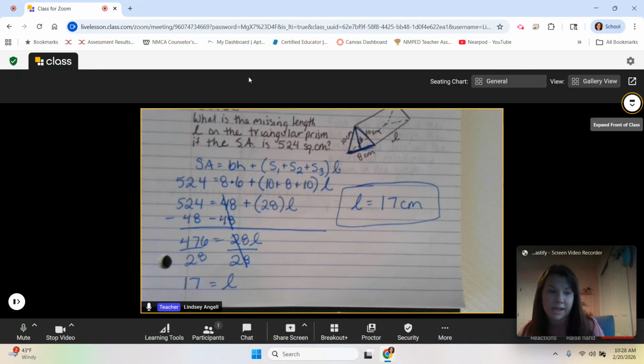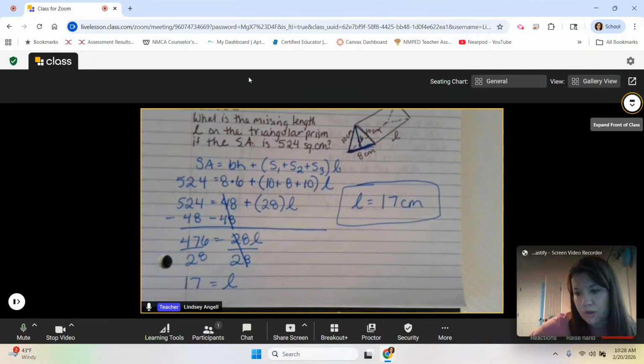Now, our answer was just a distance, right? So it's not going to be squared, okay? That's only if you're looking for area.